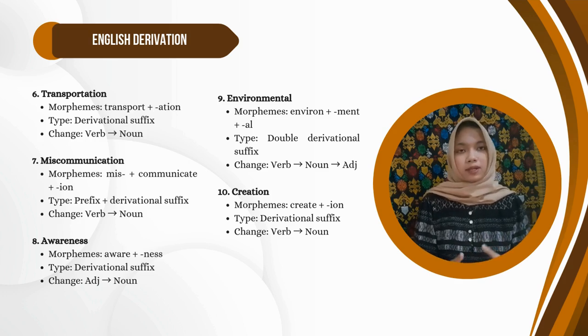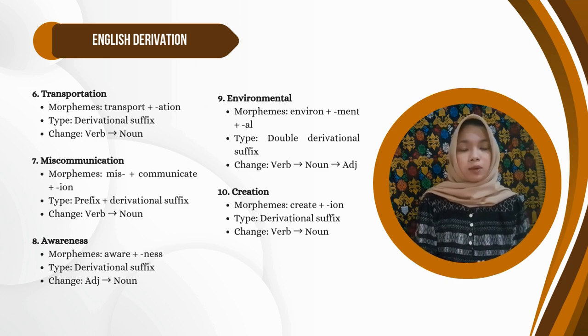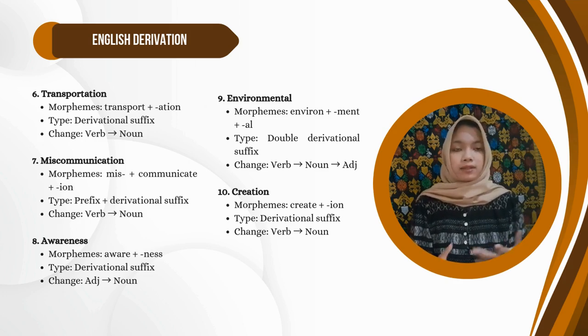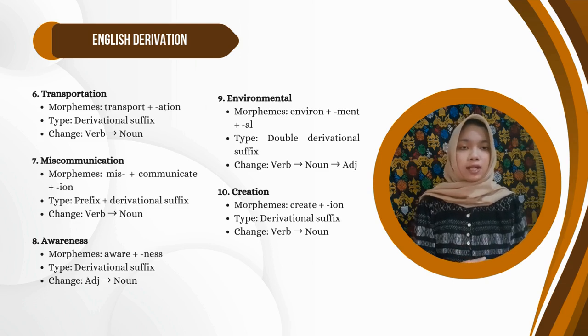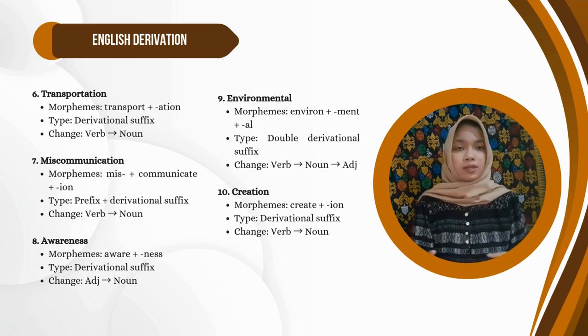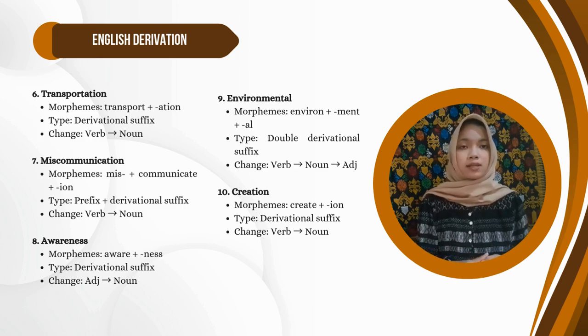Okay, for the next 5 words, we also analyze their morphemes. Most items still use suffixes such as ation, ness, and ion. One example, mass communication, combines both a prefix and a suffix. Overall, the second group continues to show that English derivation in the textbook is strongly suffix-based.